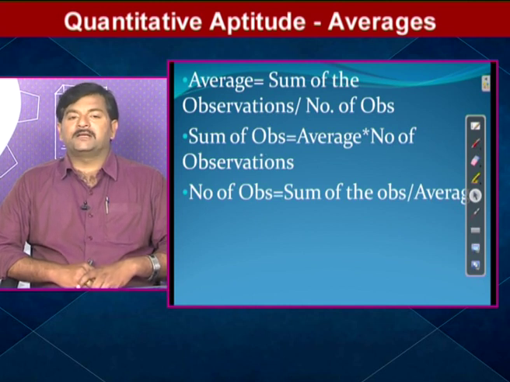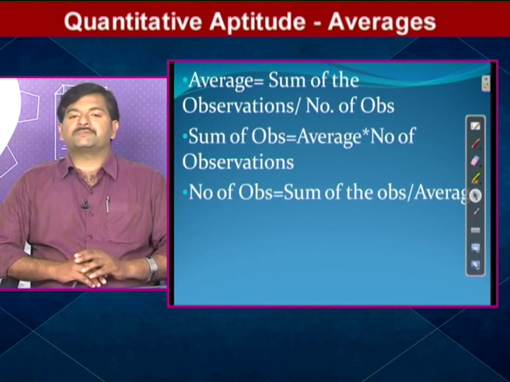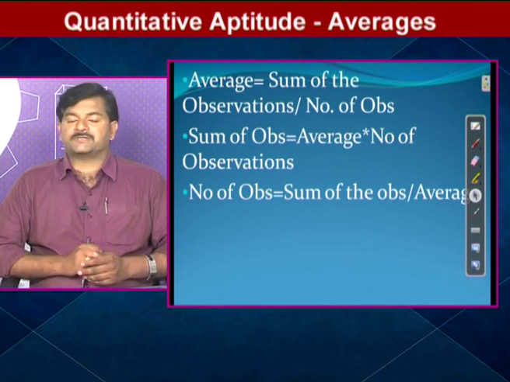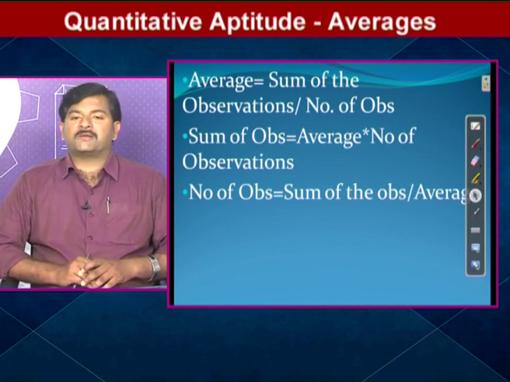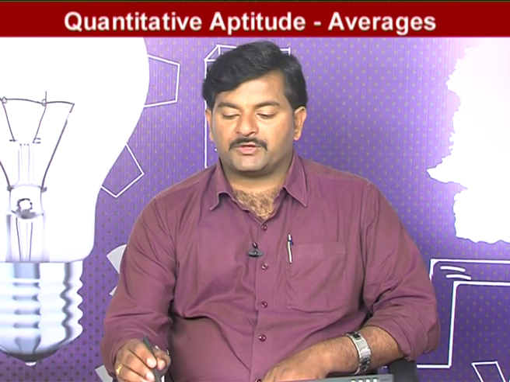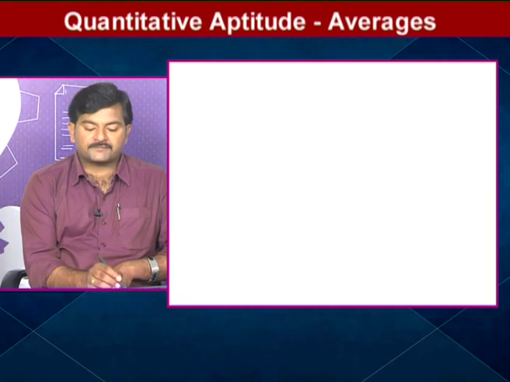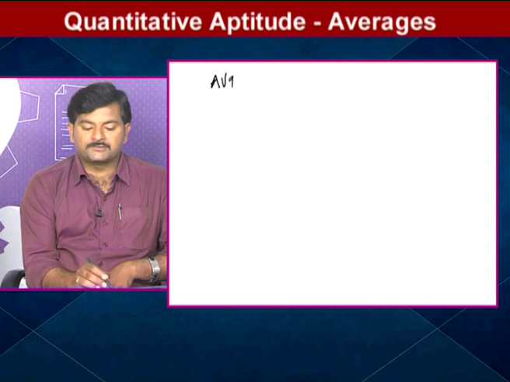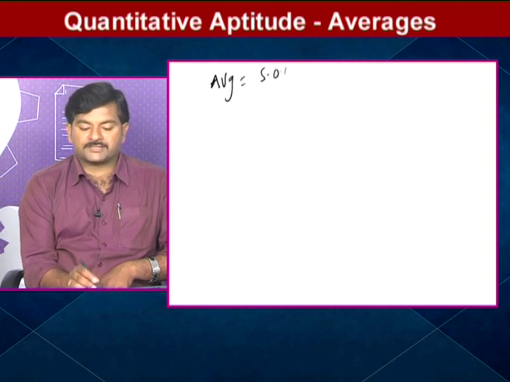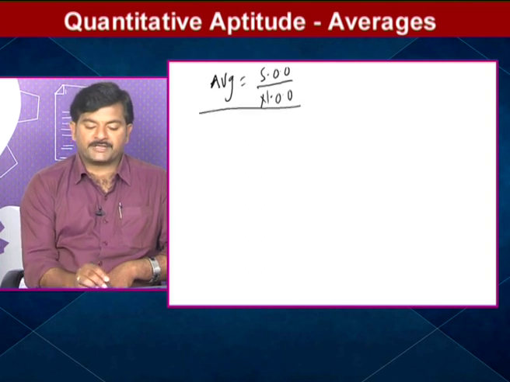Secondly, for example, if we have to find out the sum of the observations, the formula is average into number of observations. And if we have to find out the number of observations, the formula is sum of the observations by average. So by using this, we can discuss one different concept. Just now I told you the average formula: average equals sum of the observations by number of the observations. This is the basic formula.